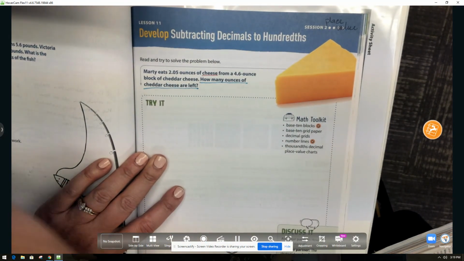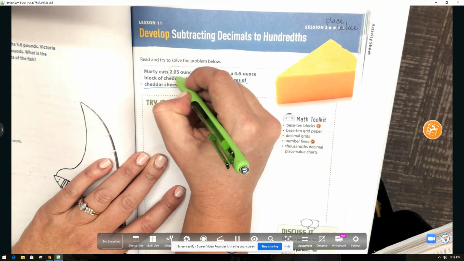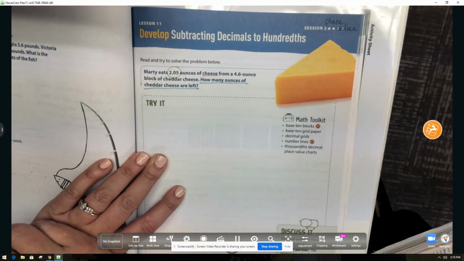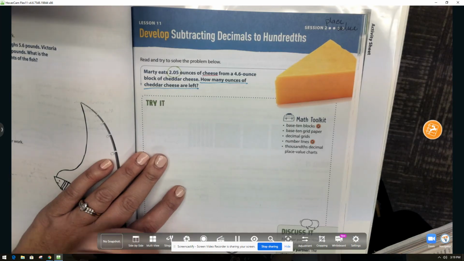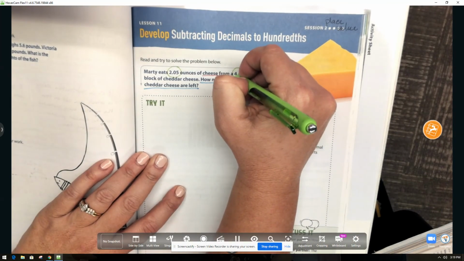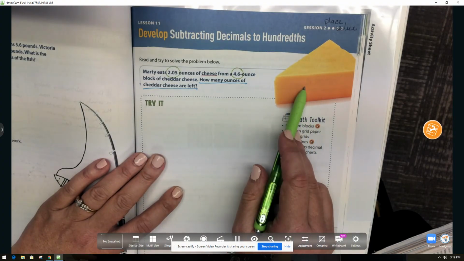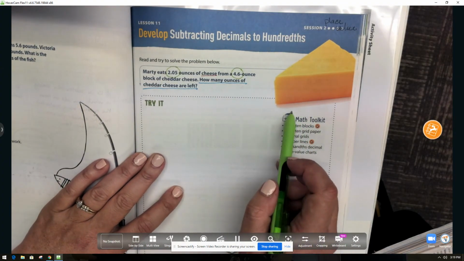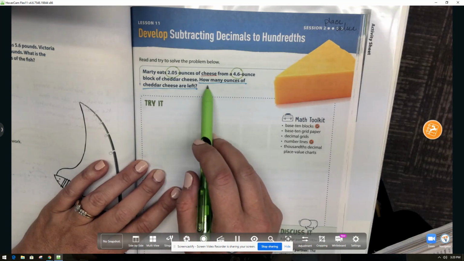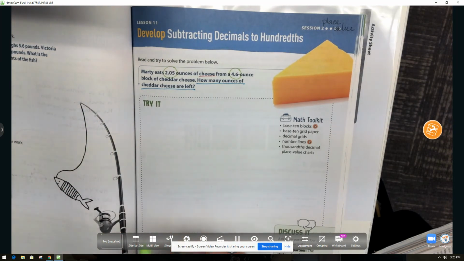And then the important information is that Marty eats 2 5/100 ounces of cheese, and he takes it off of a 4 6/10 block of cheese. So he takes some of this cheese and he just gnaws it off. Okay, so we need to find out how many ounces of cheddar cheese are left.